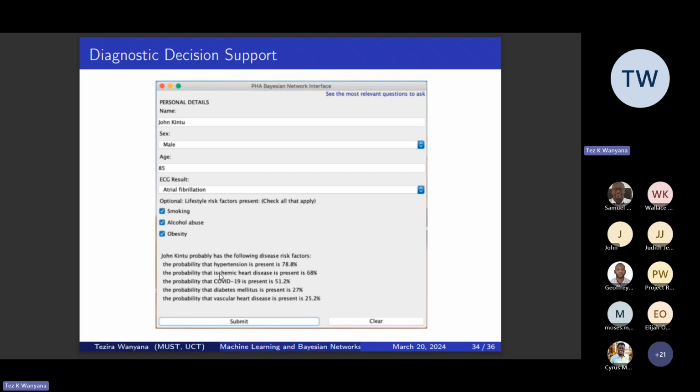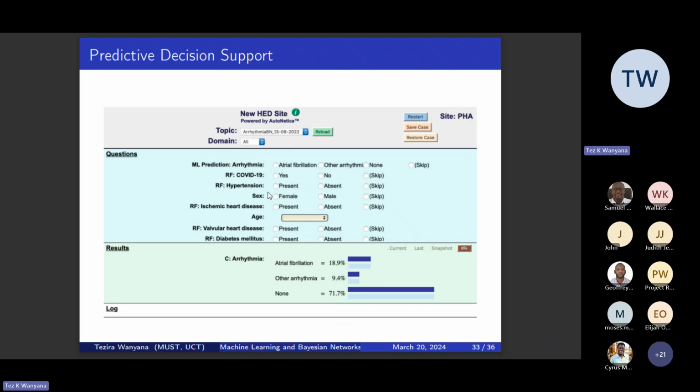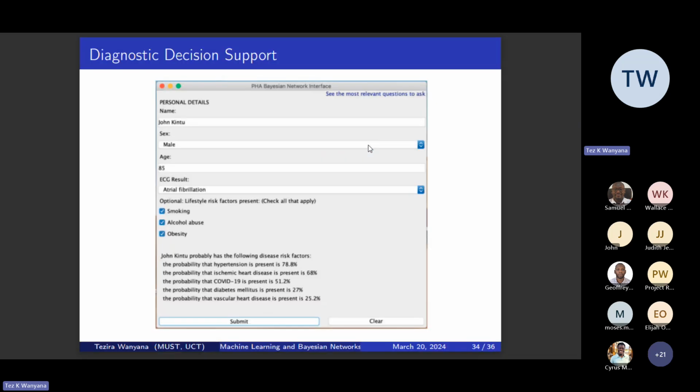And likewise, this could say, just check if there is some ischemic heart disease, but doesn't exactly mean that the person has ischemic heart disease. So this just provides some risk factors that can be followed up. So this is what we're calling diagnostic decision support, and this is what we're calling the predictive decision support that is provided to the user.